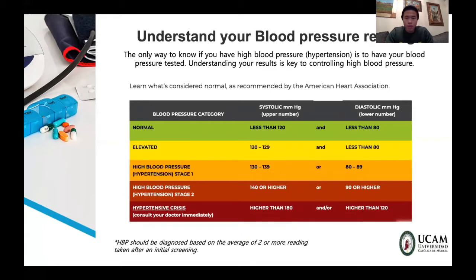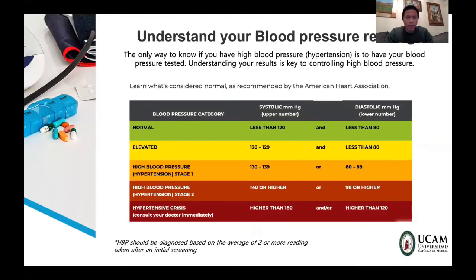about the categories of hypertension as recommended by the American Heart Association. Here we have the blood pressure categories. There are 5 of them: normal, elevated, high blood pressure or hypertension stage 1, hypertension stage 2, and hypertensive crisis. Here we have the systolic mercury numbers that I was talking about 2 slides ago, and here we have the diastolic numbers. For normal blood pressure, it should be less than 120 mercury for the systolic blood pressure and less than 80 mercury for the diastolic blood pressure.